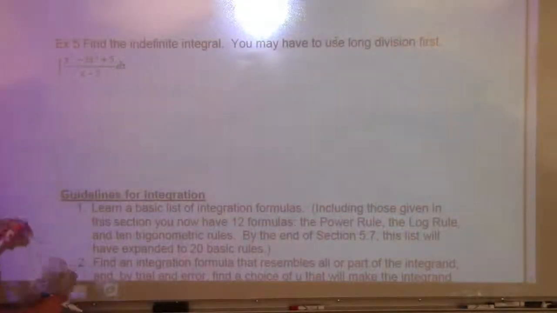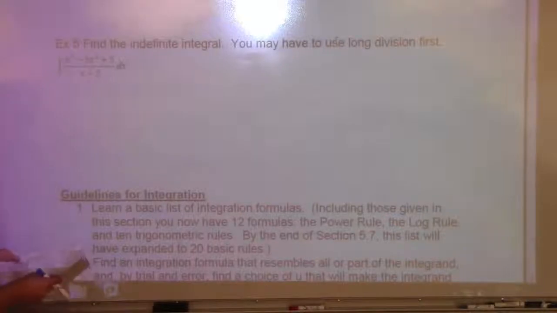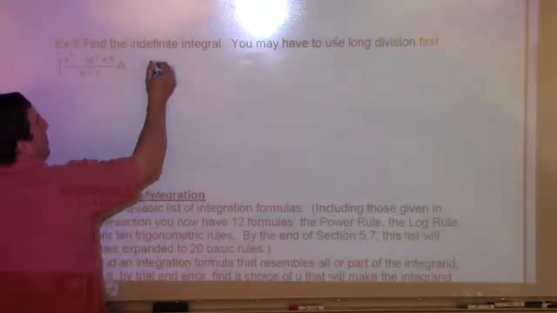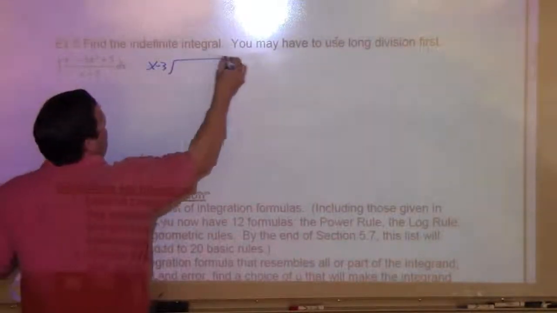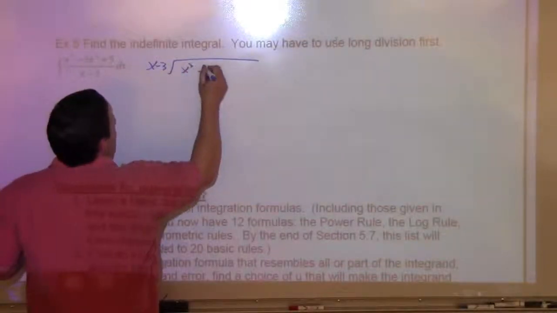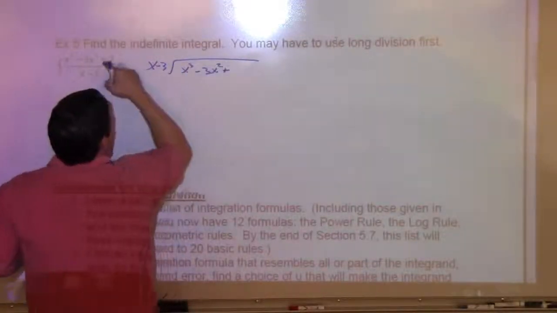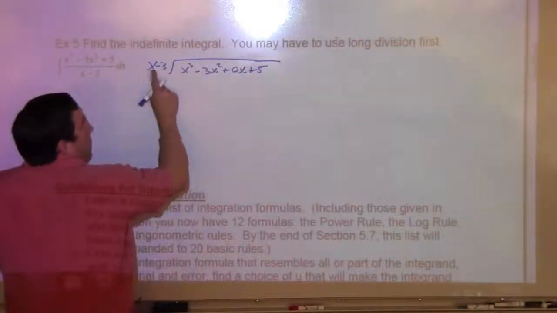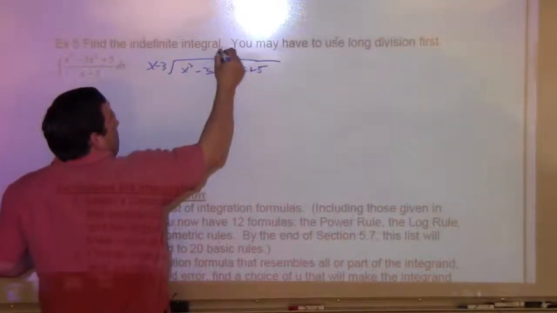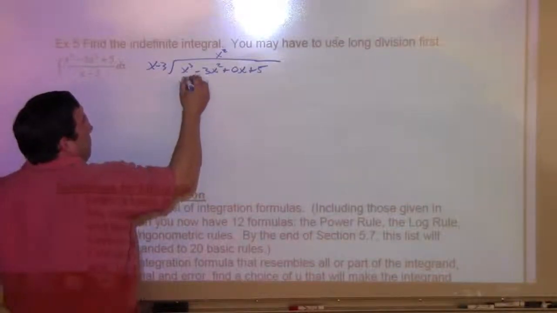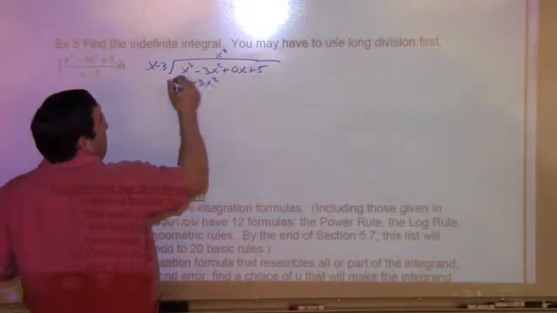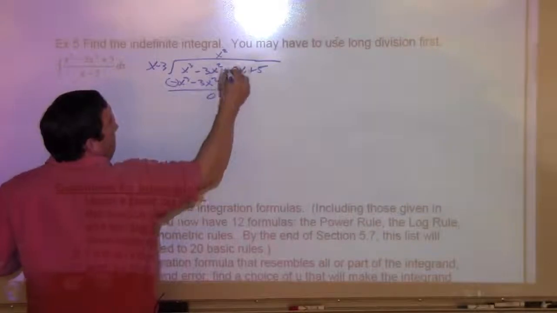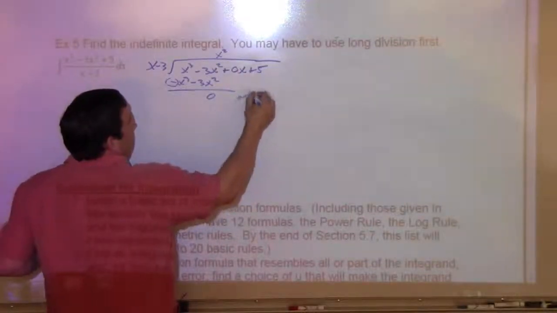Okay, so let's find the indefinite integral. You may have to use long division first. That's a hint. So let's do long division. X minus 3 goes into x cubed minus 3x squared. Don't see an x, so it says 0x plus 5. X times what is x cubed? I'll say it's x squared. So it's x cubed minus 3x squared. That's kind of handy. It's nothing. And then we bring down a 5.